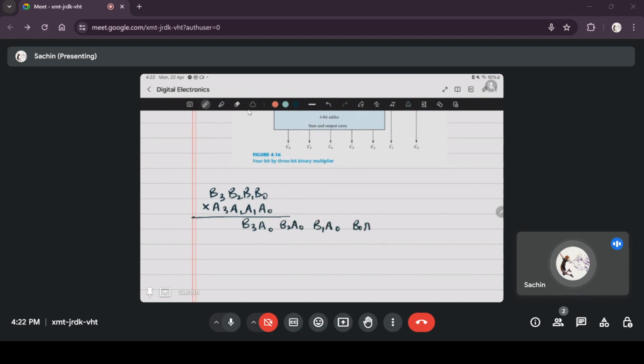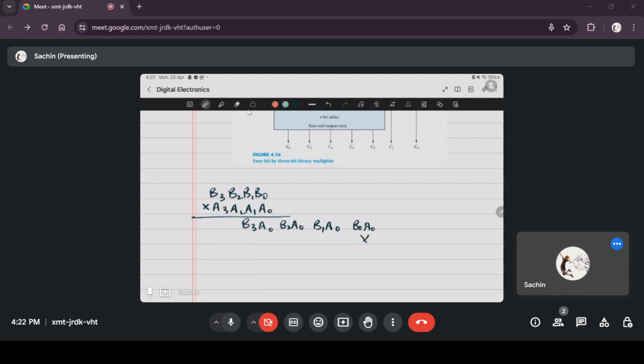In binary number, what does it mean to multiply by A0? If it is 0, the number turns out to be 0 0 0 0. If it's 1, the product of 1 with B3 B2 B1 B0 is simply B3 B2 B1 B0 itself. So it's an AND operation with A0.